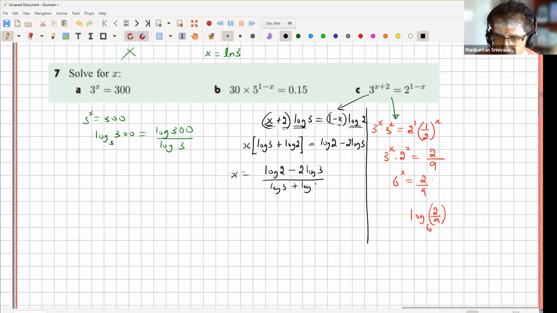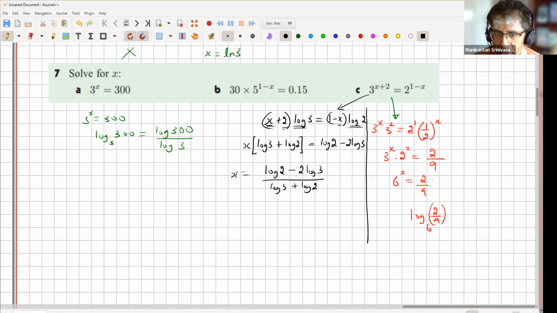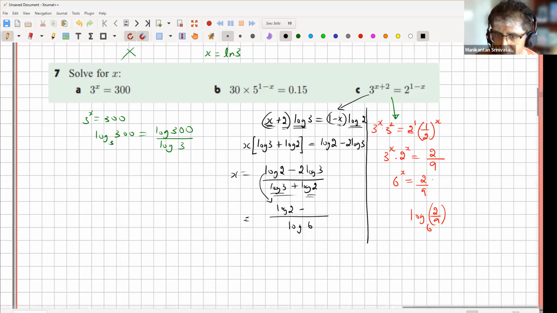plus log 2). Either you can directly feed it in your calculator, or if you want, you can go one step more if it helps. Log a plus log b is log ab, which is log 6. Correct? And the numerator of this is log 2 minus, what is 2 log 3? Is log 9, log of 3 power 2. You guys remember the logic, right? Log of a power m is m times log a. So this becomes log of 2 over 9 upon log 6, which is exactly what Sumer had got.